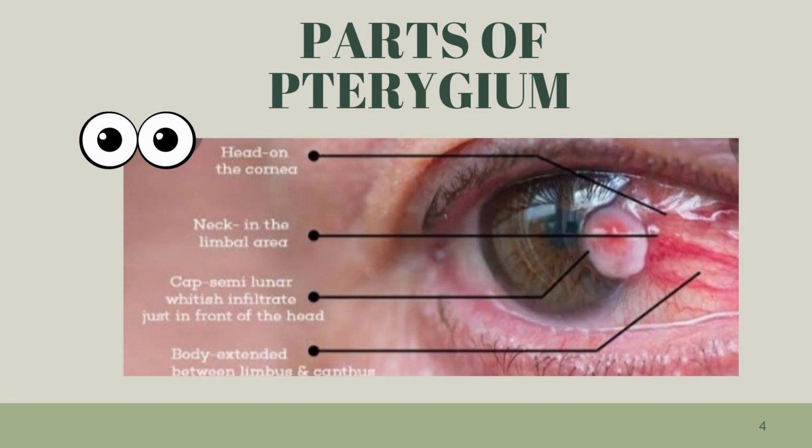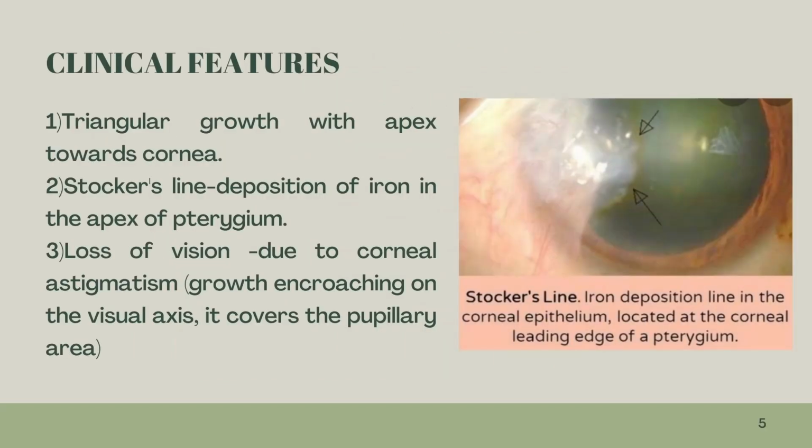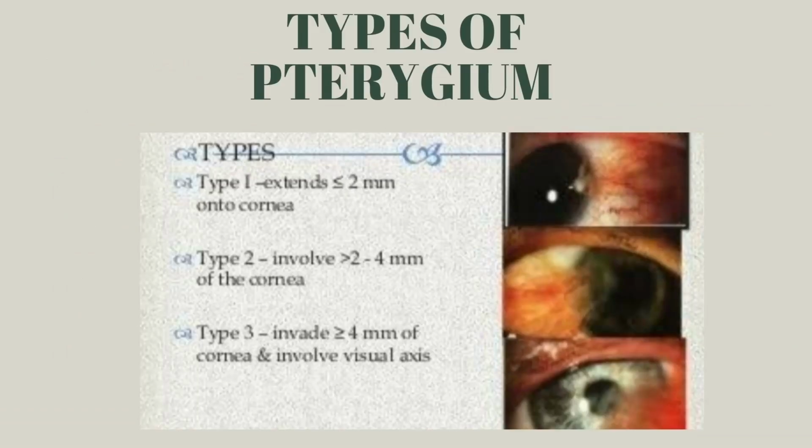So you have seen in the picture, first is the cap, whitish infiltrates, then the head is located on the cornea, the neck is located in the limbal area, and the body is present on the sclera between the limbus and canthus. Then comes the clinical features of pterygium. The clinical features are that it is a triangular growth with apex towards the cornea.